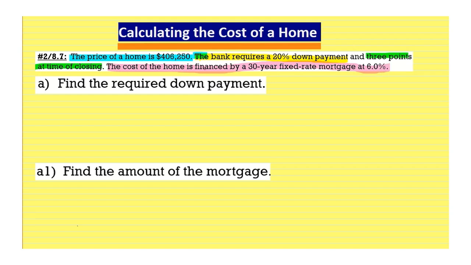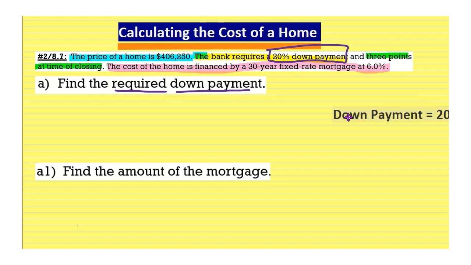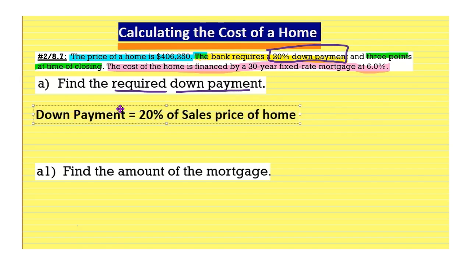So the first thing we're going to focus on is this down payment, the 20% down payment. They want us to find the required down payment. So how are we going to do that? It says 20% down payment, and that's literally going to give us what we need in order to calculate this: 20% of the sales price of the home.